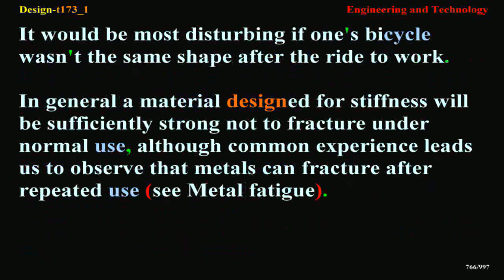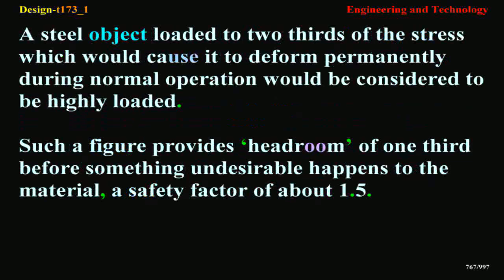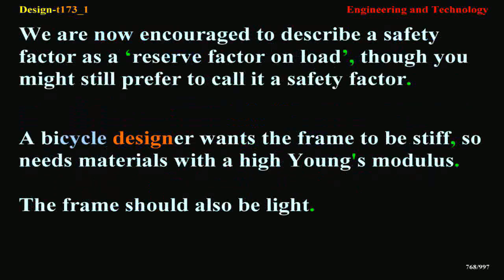In general, a material designed for stiffness will be sufficiently strong not to fracture under normal use, although common experience leads us to observe that metals can fracture after repeated use. See metal fatigue. A steel object loaded to 2/3 of the stress which would cause it to deform permanently during normal operation would be considered to be highly loaded. Such a figure provides headroom of 1/3 before something undesirable happens to the material, a safety factor of about 1.5. We are now encouraged to describe a safety factor as a reserve factor on load, though you might still prefer to call it a safety factor.